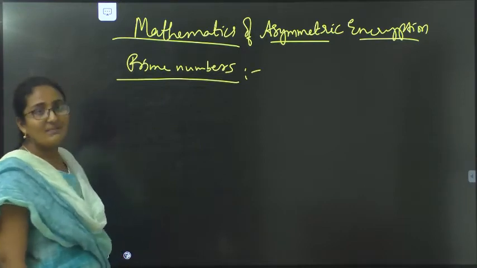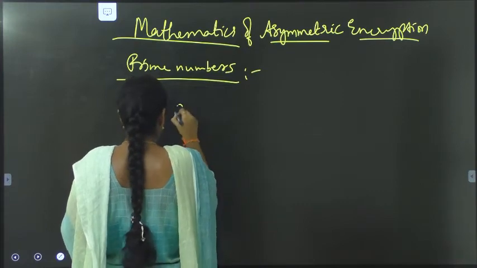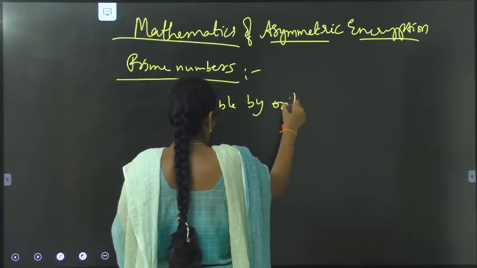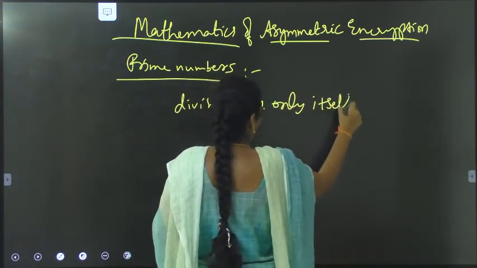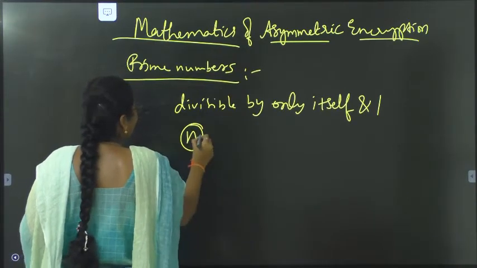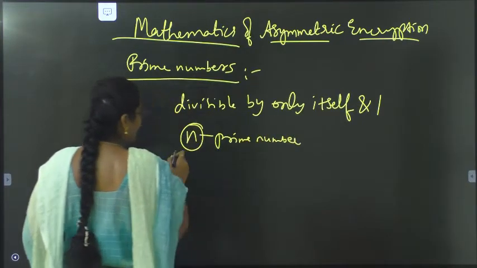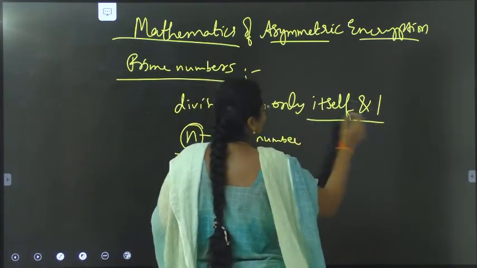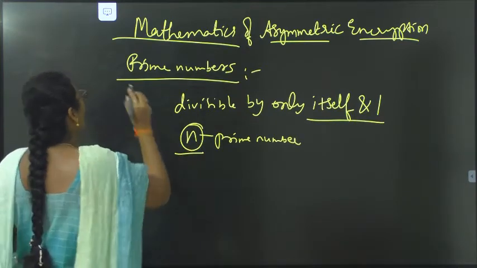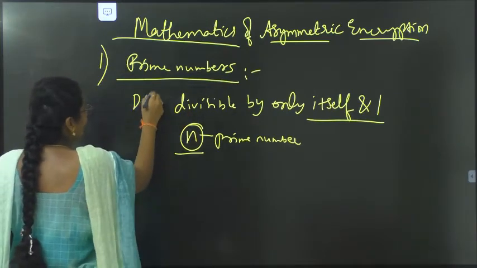Now, what is a prime number first? As you already know, a prime number is divisible by only itself and 1. If you consider n as a number, n can be a prime number if n is divisible by 1 and itself. This is the simple rule you already know from the past. So the first point in mathematics of asymmetric encryption is prime numbers. What is the definition for prime numbers?